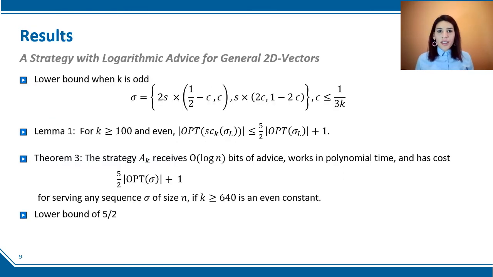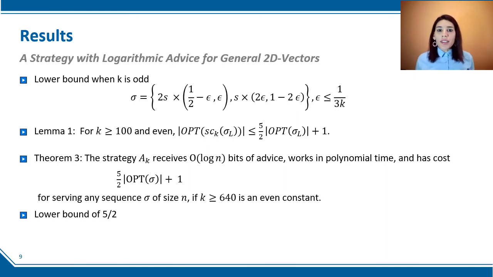So, regarding the second strategy, here we have a couple of results. First, it is easy to see that if k is odd, any type of scaling algorithm, like the one we use, has to have a competitive ratio of at least 3. To prove it, we define a sequence sigma that could be packed in S bins, but after we scale the vectors in it, there are no two vectors that fit together in a bin. And then the optimum solution requires 3S bins.